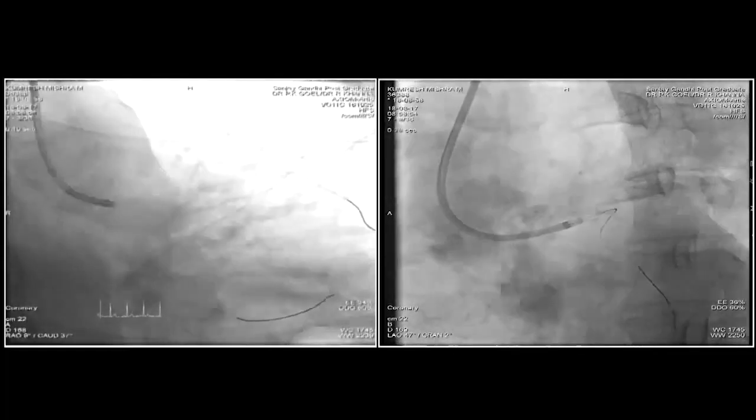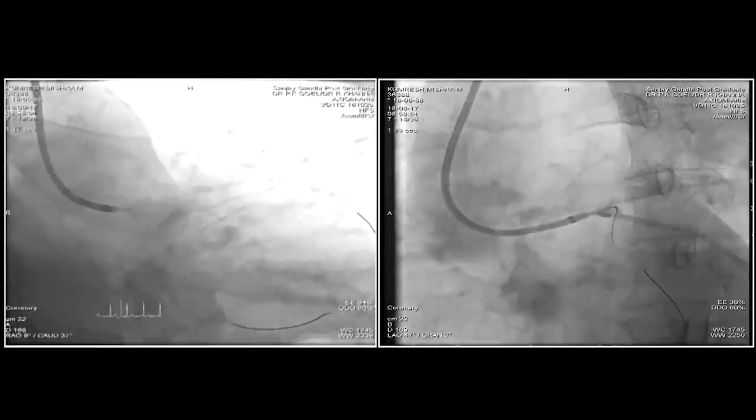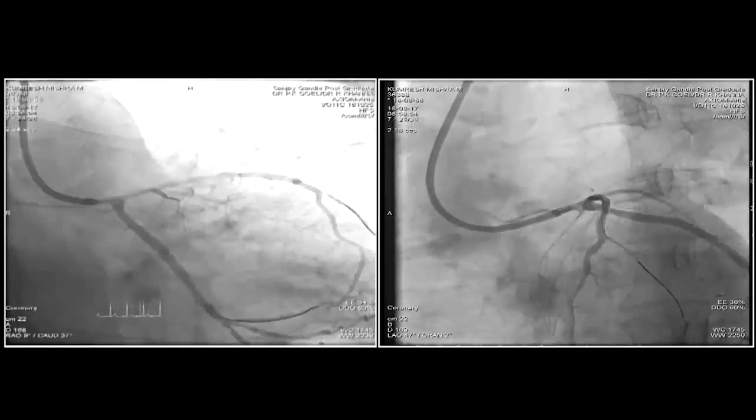So you have an answer to that. You do a small 1.5 balloon, and then do a cutting balloon. Did you do that, or do a small cutting balloon? 1.5 balloon, create a channel, and then do a cutting balloon. No, this went in straight.